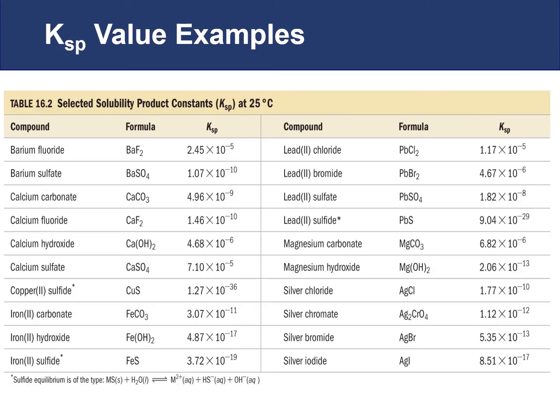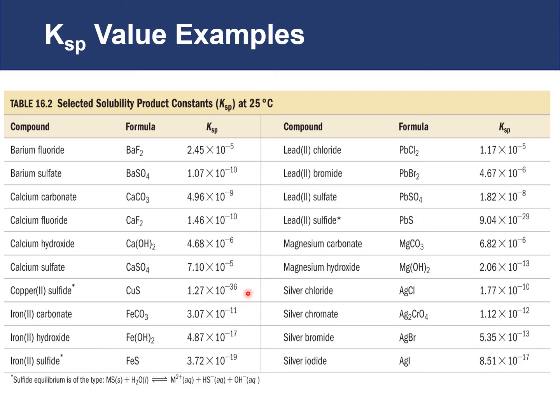The values for KSP can vary widely. Something like barium fluoride would be considered soluble. It has a KSP value of 2.45 times 10 to the negative fifth. However, things like sulfides, which are considered insoluble, if we look at copper sulfide, it has an equilibrium constant of 1.27 times 10 to the negative 36th power.